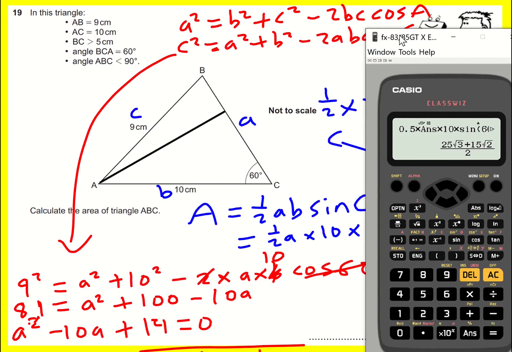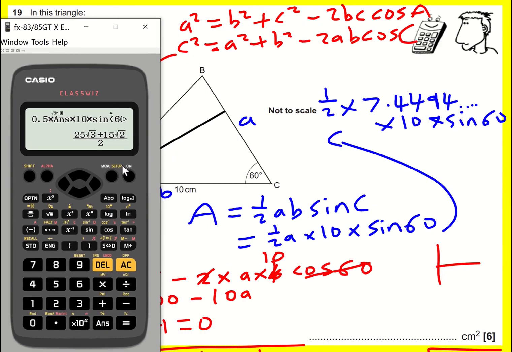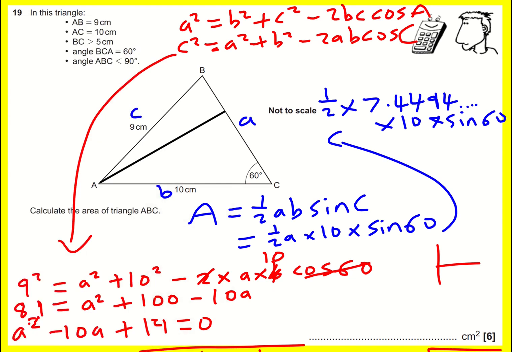I think it's not asked us to give an exact answer. This is quite a horrible exact answer, so I'm going to round it here. It tends to be what they like. But if they don't say to make it exact, then you're going to be okay if you do round it. 32.257. I would always write it out to a few decimal places and then round it to three significant figures, 32.3 centimeters squared.